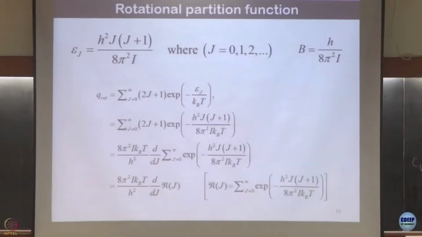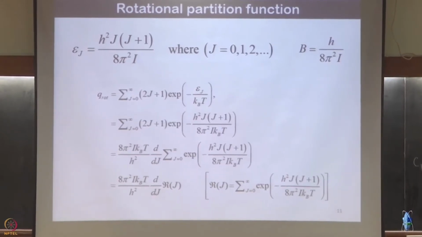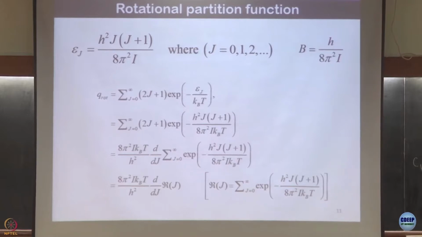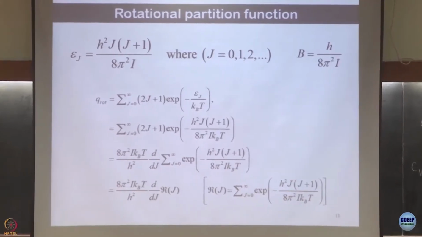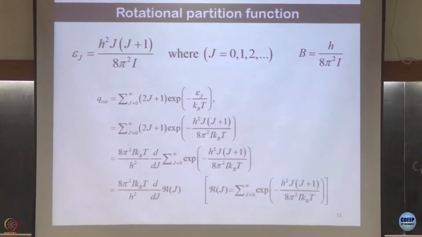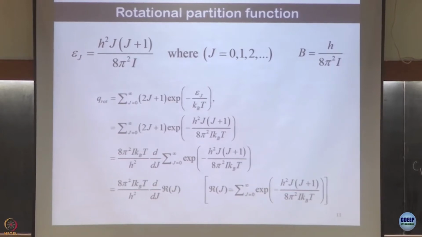Vibration is done, we are now going to go to rotation. Again, what is the game we play? We have a diatomic which is rotating, and then we solve the Schrodinger equation assuming a rigid rotator. Remember the rigid rotator of quantum mechanics? Okay. And what are the energy levels?